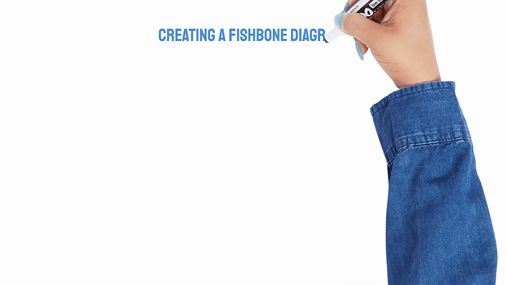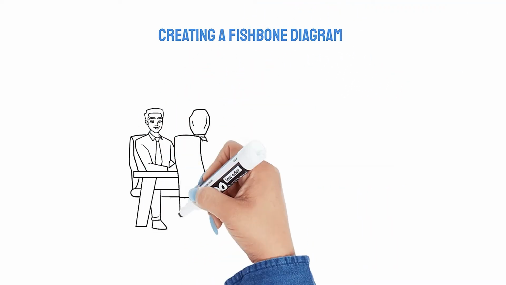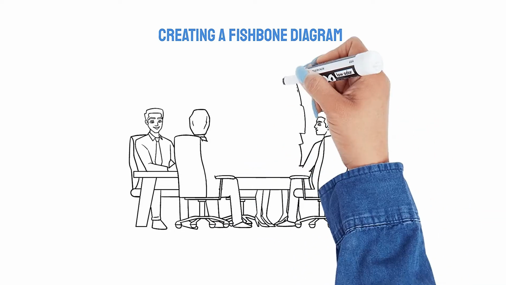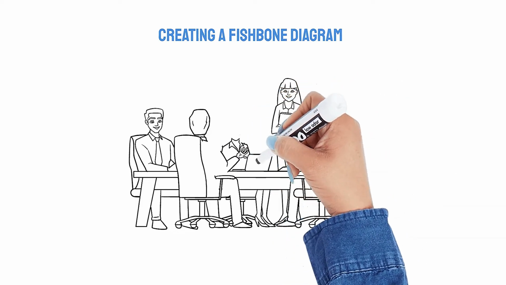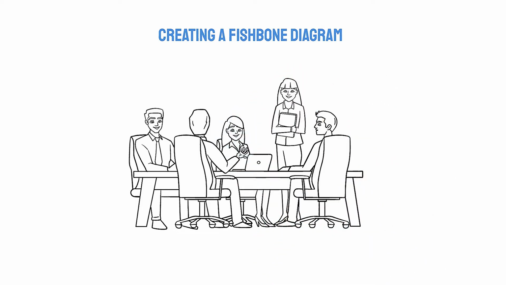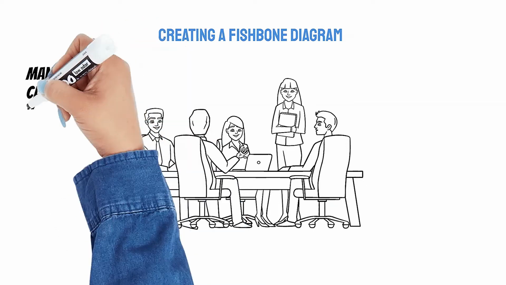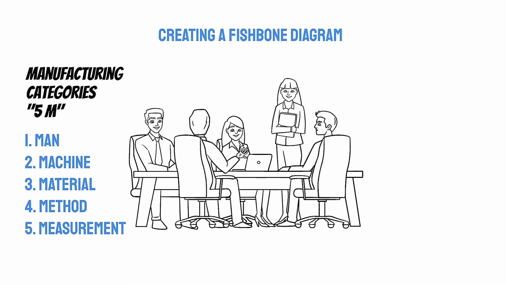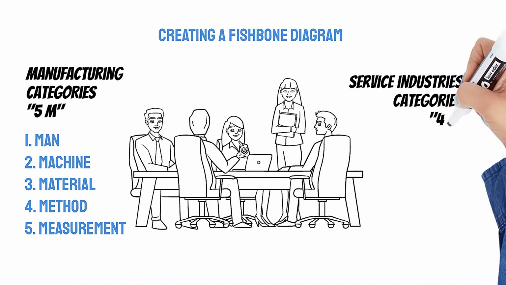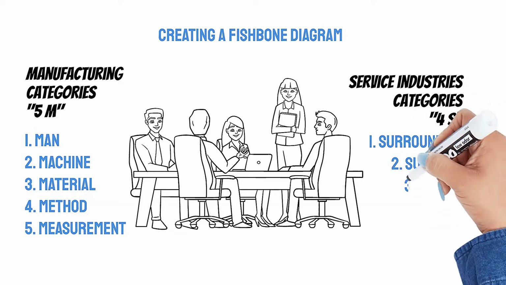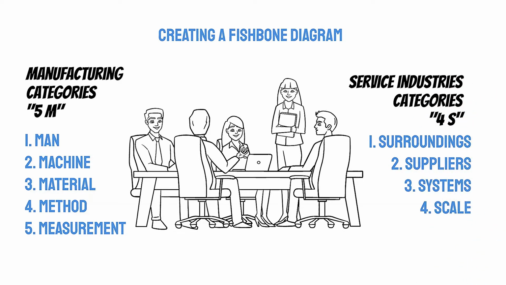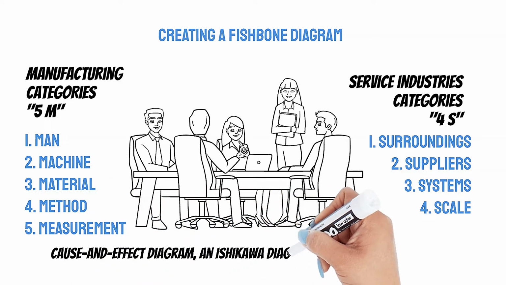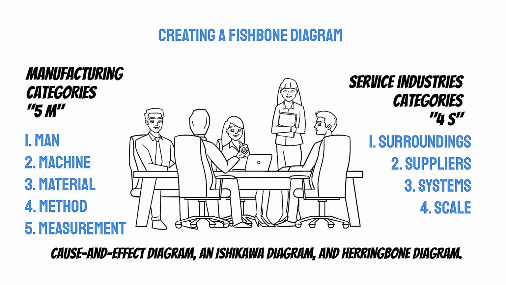The most common way to create a fishbone diagram is by brainstorming with your teams, and when doing this, the categories can be useful, as they focus the discussion on a particular group of causes, rather than trying to consider all possible factors. In manufacturing, it's common to use what's known as the 5M, which stands for man, machine, material, method, and measurement. In service industries, it's common to use the 4S, standing for surroundings, suppliers, systems, and scale. The fishbone diagram goes by several other names, including a cause and effect diagram, an Ishikawa diagram, and herringbone diagram.